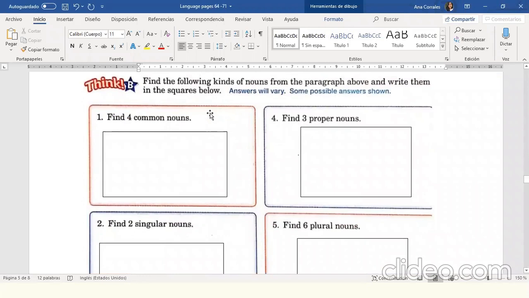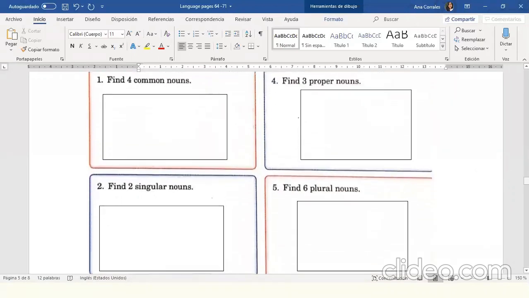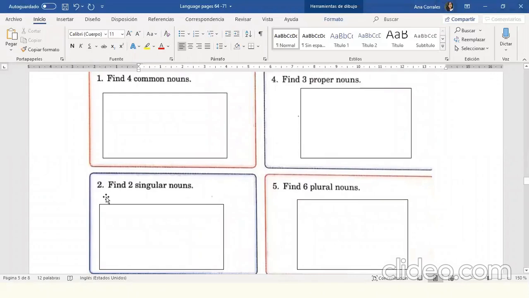Find the following kind of noun from the paragraph above. Write them in the squares below. You're going to find 4 common nouns. Common nouns. Va a encontrar 4 y me los va a escribir acá. Find 3 proper nouns. Nombres comunes acá, nombres propios acá. De personas, lugares o cosas. Find 2 singular nouns. Find 6 plural nouns.